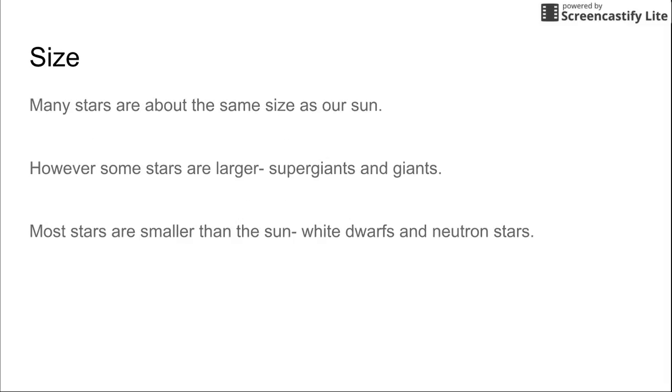Many stars are about the same size as our sun. However, some stars are larger, and these are what we call supergiants or giants. Most stars are smaller than the sun, and we call these white dwarfs or neutron stars.